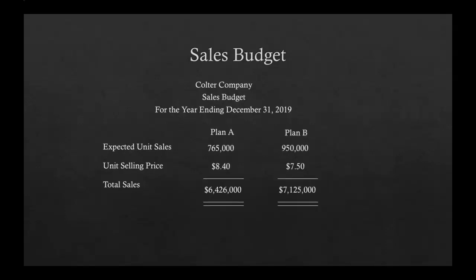So our sales budget all put together would look like this. This is done at the start of the year, going into the year, saying, okay, if we go with plan A, this is what we think is going to happen. If we go with plan B, this is what we think is going to happen. So right now, plan B looks better, right? There's more in sales happening under plan B. So we'll keep that in mind, because our last step to this problem is figuring out which plan we should accept.